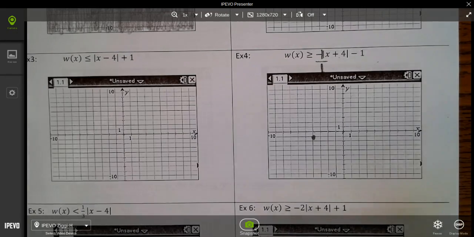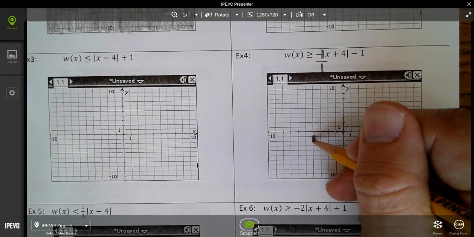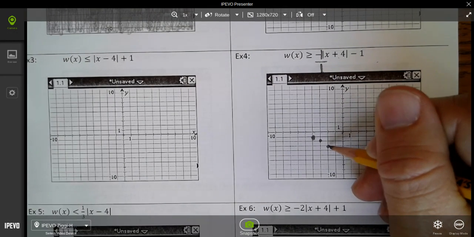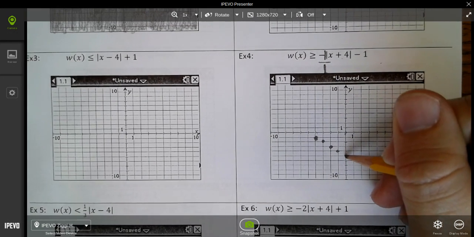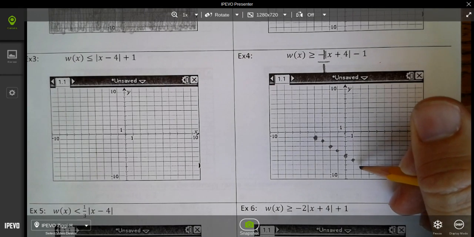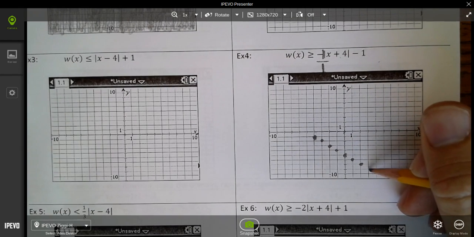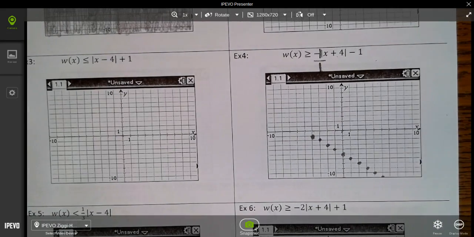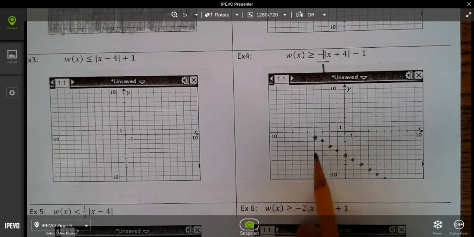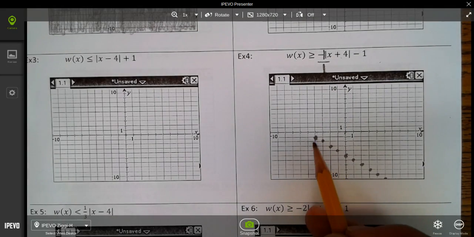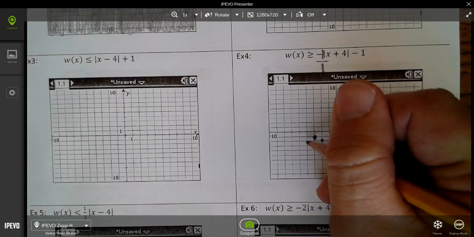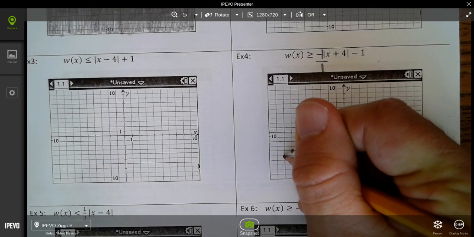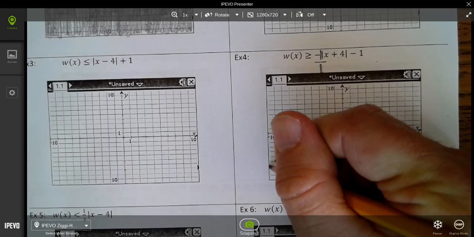We know slope is rise over run, so the negative 1 means we go down 1, and the positive 1 means we go to the right 1. So down 1 to the right 1, repeating across the graph. And we know with the vertex, it's symmetrical and a mirror image. So here we went down 1 to the right 1, and we're going to go down 1 to the left 1, repeating that.